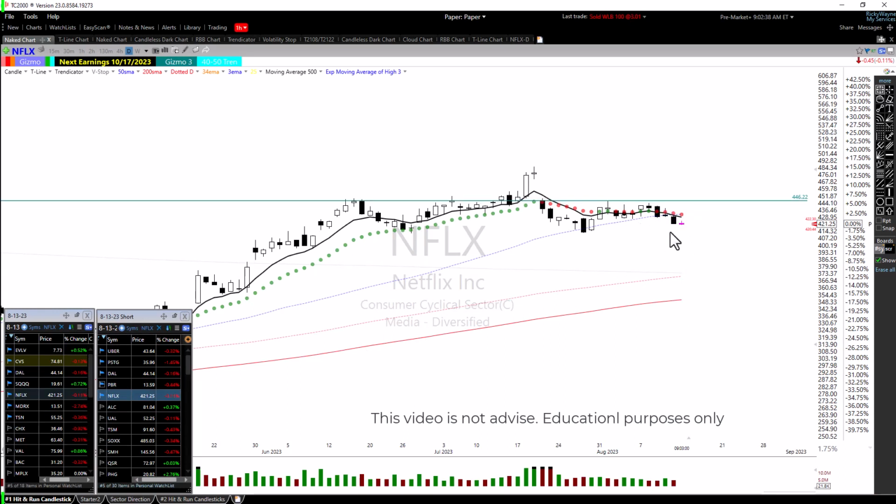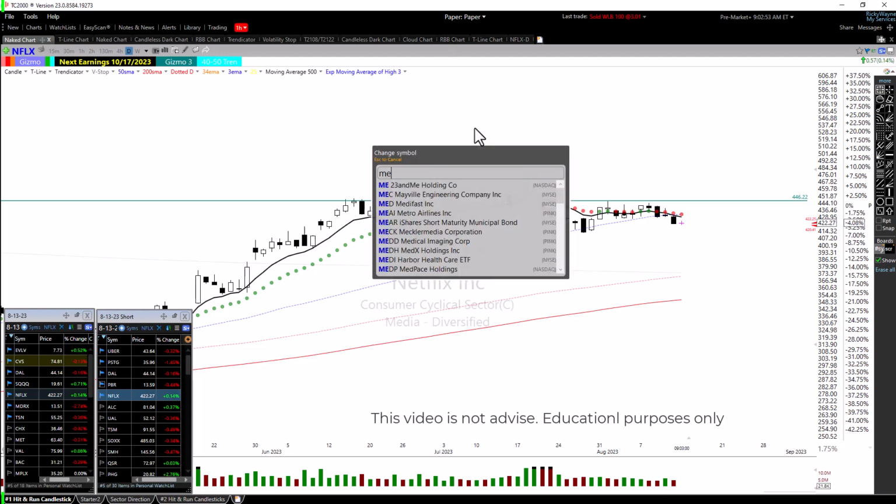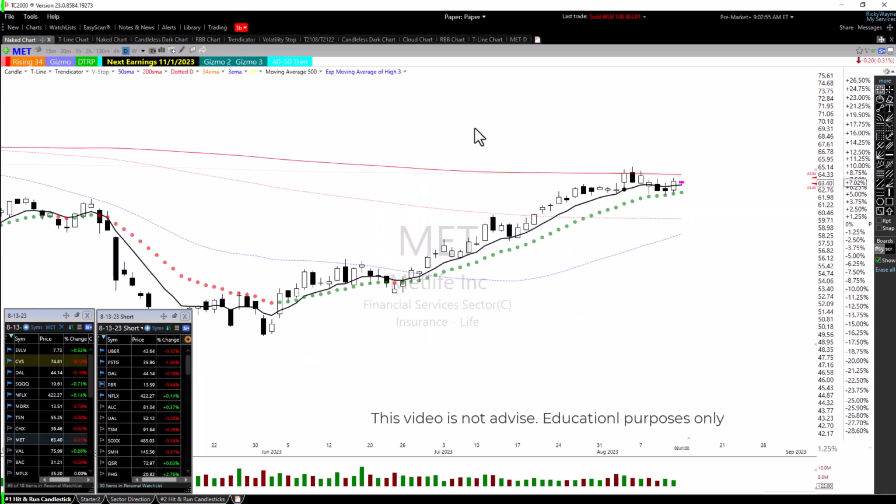Netflix is in that category here. Netflix is setting up short. Blue ice failure, maybe headed down toward the 370 area, something like that. Rickster's pointing out MET long. Yes, I think MET's a nice chart.